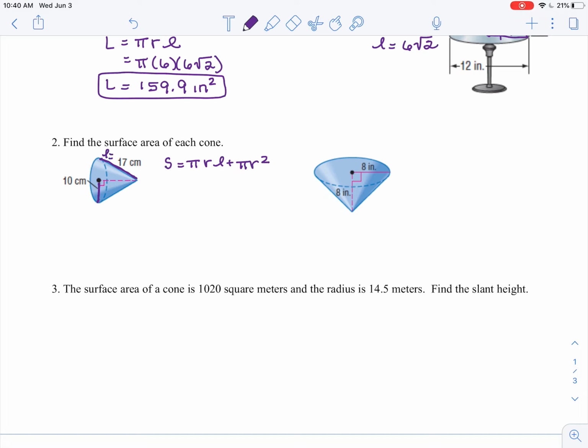So for this particular question, I have everything I need to get the surface area. So I'm just going to plug and chug pi times the radius of 10 times the slant height of 17 plus pi times 10 squared. The surface area of this first cone here is about 848.2 centimeters squared.